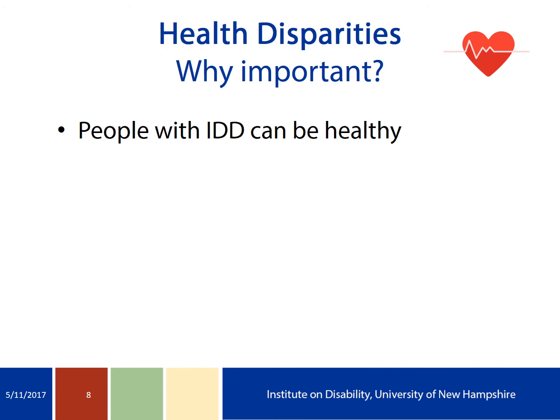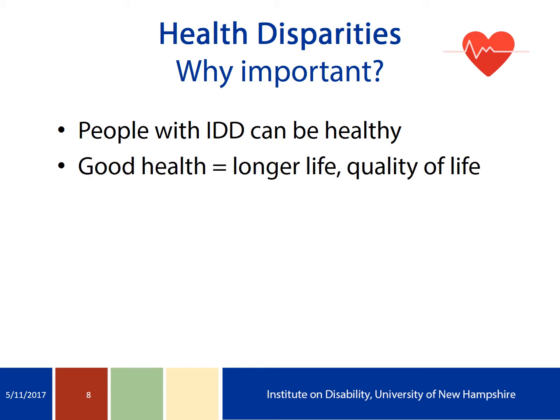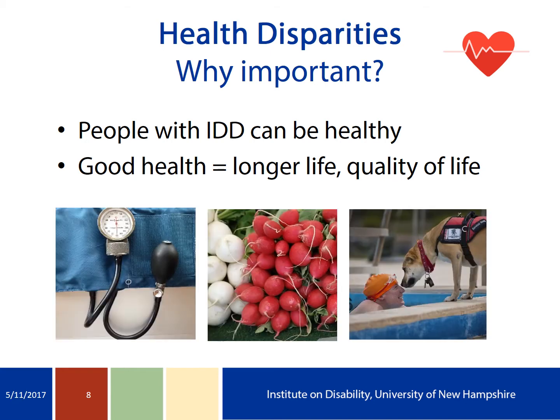Why is it important to address health disparities? Because people with intellectual and developmental disabilities can be healthy and deserve to be healthy. Good health means a longer life and a better quality of life, maximizing independence, community participation, and overall well-being. Researchers measure good health using several types of indicators, including healthcare access, health behaviors like smoking, eating choices, and physical activity, and health outcomes like disease or other biological indicators. Let's look at some data examples now.